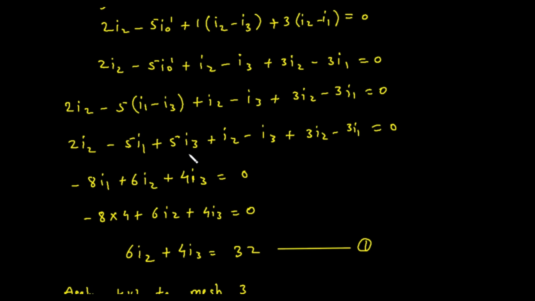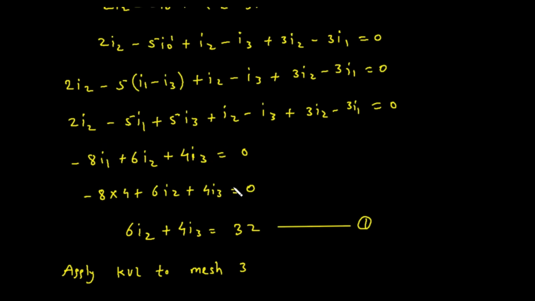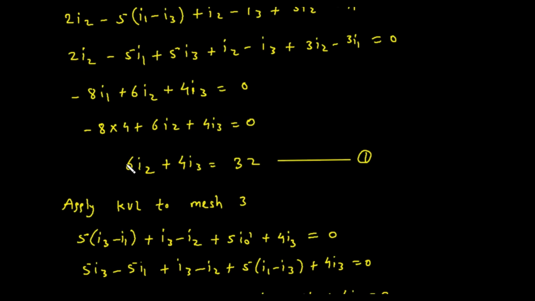For I sub 3, we have 5 I sub 3 minus I sub 3, which is 4 I sub 3. The simplified equation is negative 8 I sub 1 plus 6 I sub 2 plus 4 I sub 3 equals 0. We know that I sub 1 is 4 amperes. Substituting this value, negative 8 times 4 plus 6 I sub 2 plus 4 I sub 3 equals 0. Negative 32 plus 6 I sub 2 plus 4 I sub 3 equals 0. Rearranging the equation, we get 6 I sub 2 plus 4 I sub 3 equals 32. Let's call this equation 1.